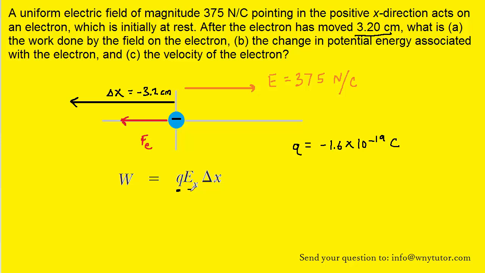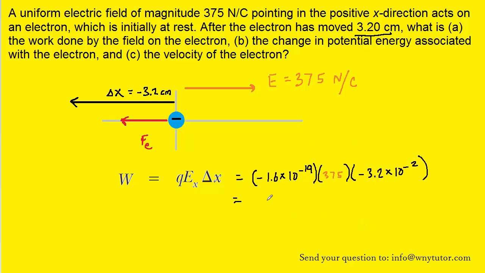The electric field was 375 newtons per coulomb, and the displacement was given as negative 3.2 centimeters. We will have to convert the centimeters into meters. So the negative 3.2 will actually be times 10 to the negative 2. That will be converted into meters then. So we can plug in all the known values. And when you process that on your calculator, you should get approximately 1.92 times 10 to the negative 18. And the unit for work is the same as the unit for any form of energy, and so it will be in joules. So there is the correct answer to part A of the question.